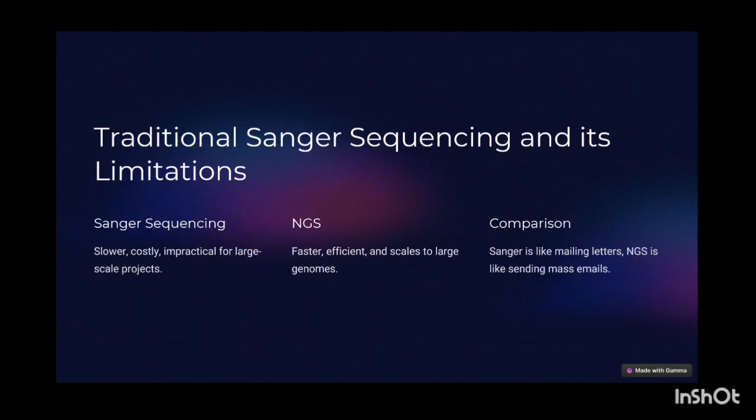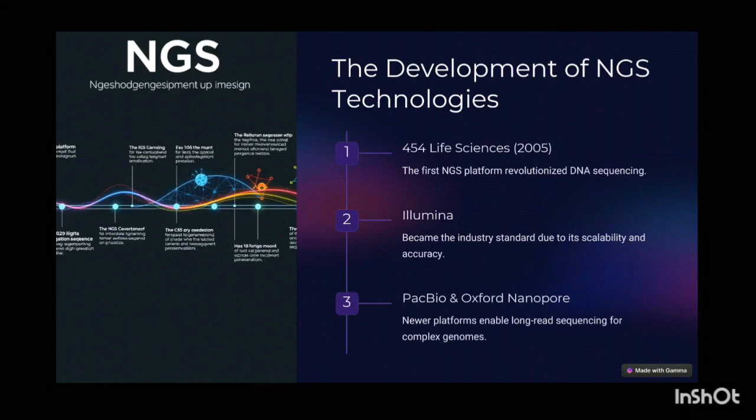This shift is comparable to the evolution of computing technology. Sanger sequencing is like using an old desktop computer from the 1990s, which is capable of running one program at a time. NGS is like a modern smartphone running multiple apps simultaneously with much greater speed and efficiency. So this is a major difference between Sanger and NGS, and that is why we shifted to NGS. Next, let's see the history of NGS.